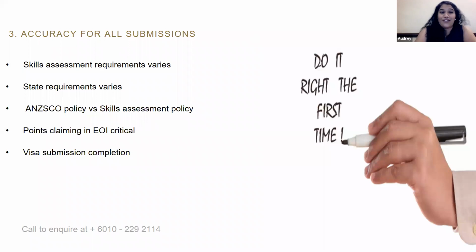Now, this is really important, right? Accuracy. In migration, it's so important to get your information across right the first time, okay? Why? Because time matters. Unfortunately, we do not have time for trial and error as far as possible, and we need to really strive to get it right the first time, despite the different requirements and conditions. Because every skill assessment requirement varies, okay? And state requirements vary.